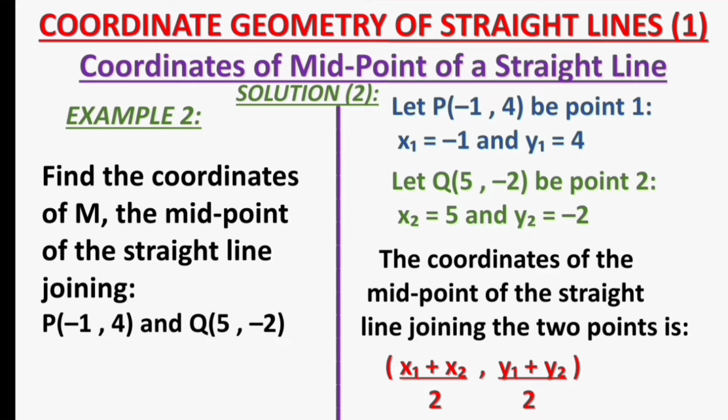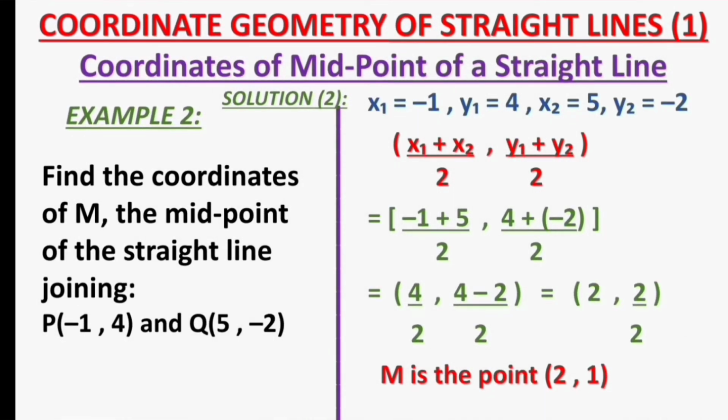Of course, the coordinates of the midpoint of a straight line is x1 plus x2 all divided by 2, representing the x coordinate of the midpoint, and y1 plus y2 all divided by 2, representing the y coordinate of the midpoint. I hope you got that right. Next, when you substitute your values for x1, y1 and x2, y2 into the formula for the coordinates of the midpoint of the straight line, what will be the coordinates of the midpoint of the straight line in example 2? Let's see if you are right.